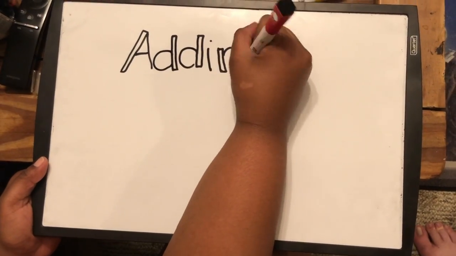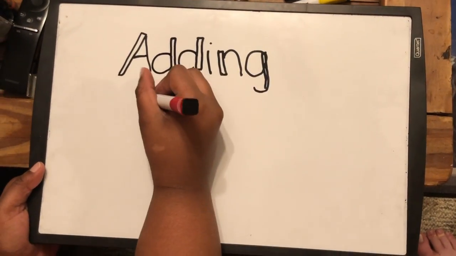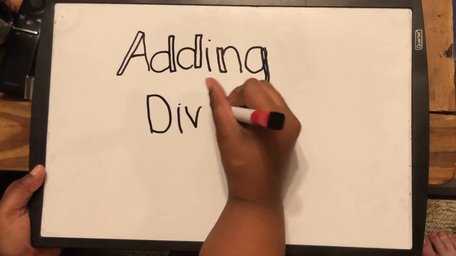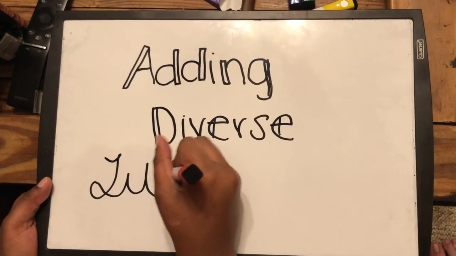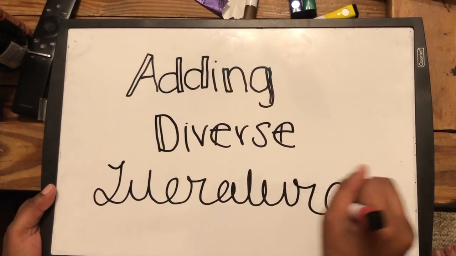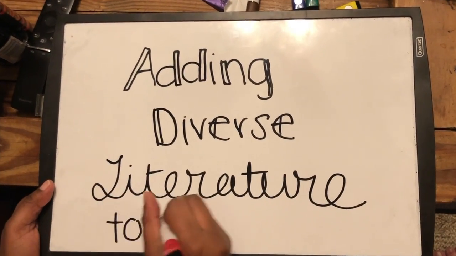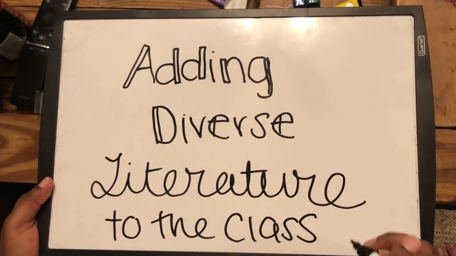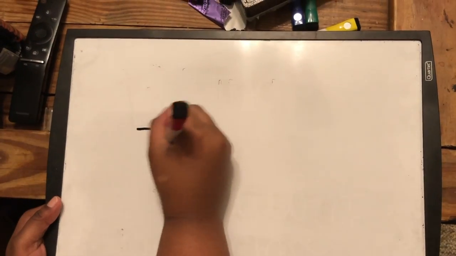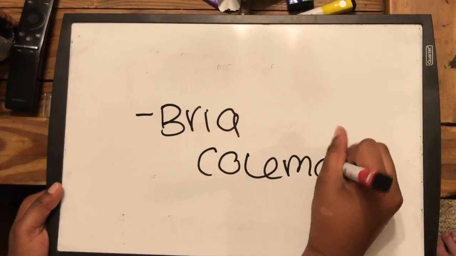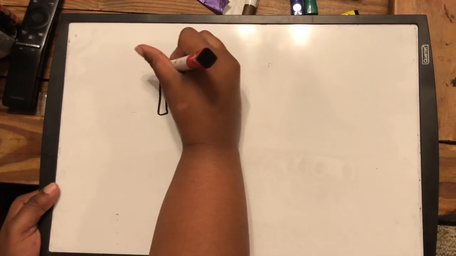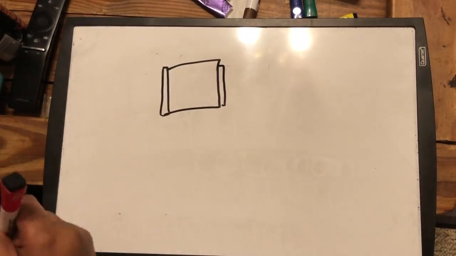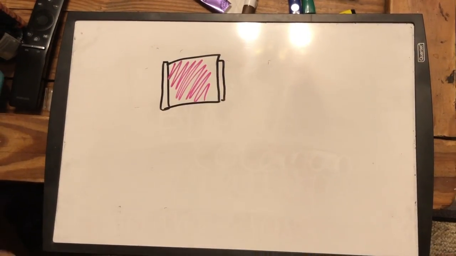And today I'm going to talk about something extremely important to me, which is adding diverse literature into the English language arts classroom requirements. To talk about diverse literature, we have to talk about the current requirements of literature in the English language arts classroom.